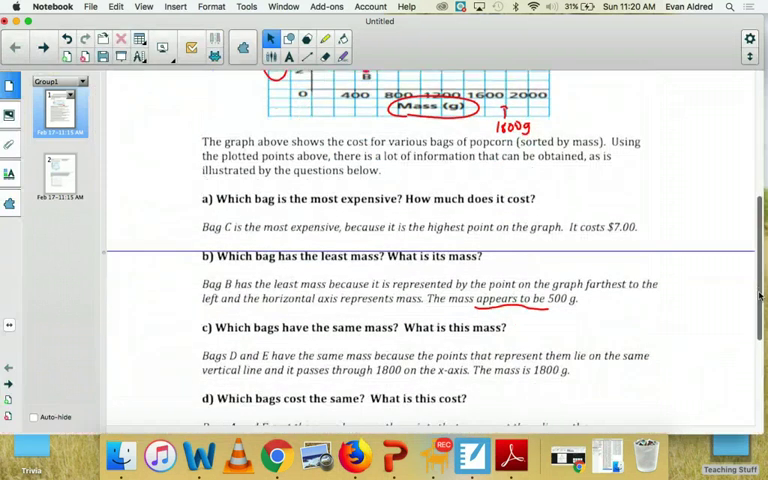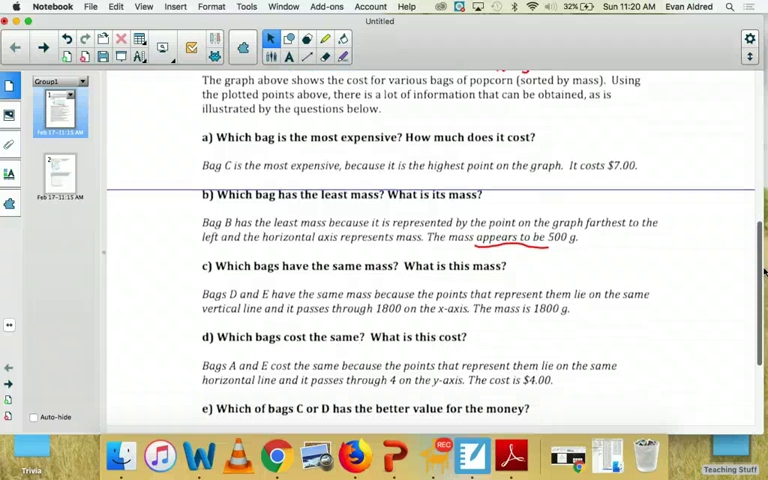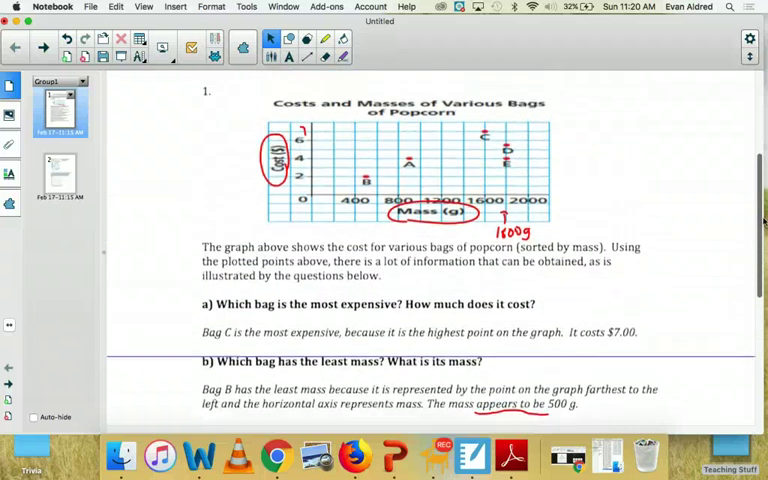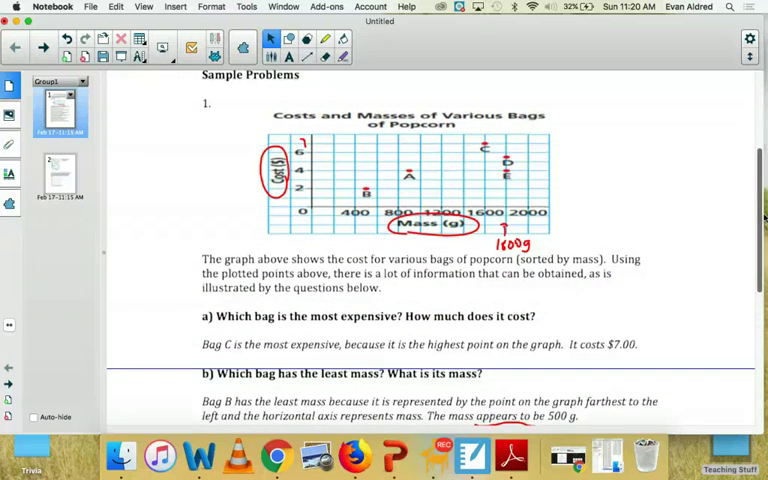So now we go to part D. Which bags cost the same and what does this cost? So now it's the same idea, except we're looking at our y-axis because that represents cost. Well, these would be the 2 bags that would be on the same row. And if we look at this row right here, we can see that there are 2 bags that are on that row.